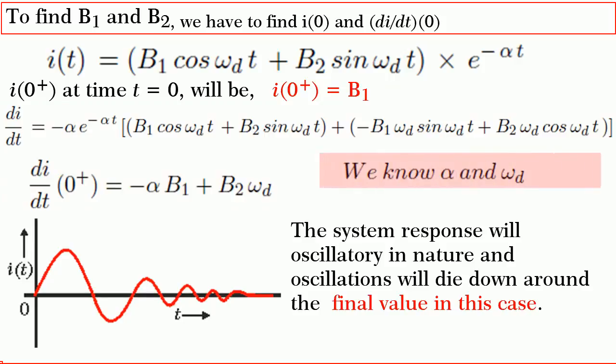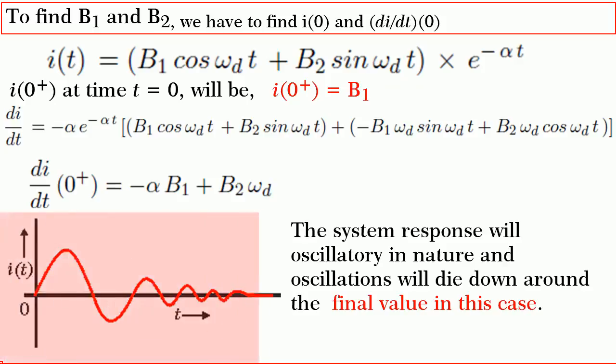We know alpha and omega d, and after finding b1 and b2, we see that the system response will be oscillatory in nature as shown, and the oscillations will die down around the final value. This you have to remember.